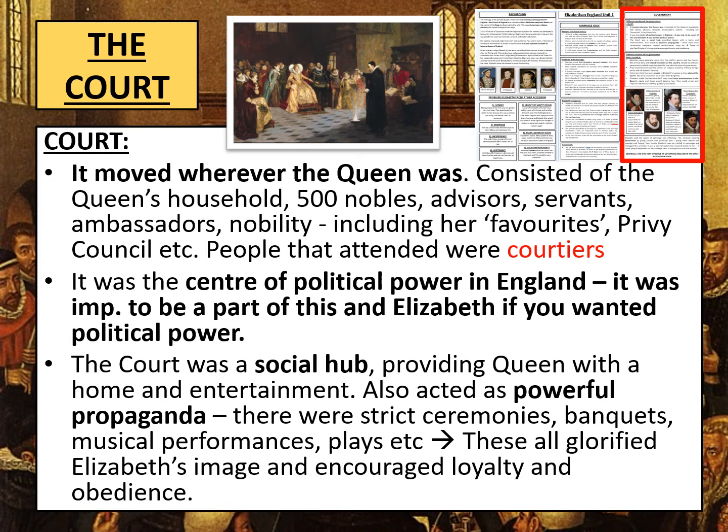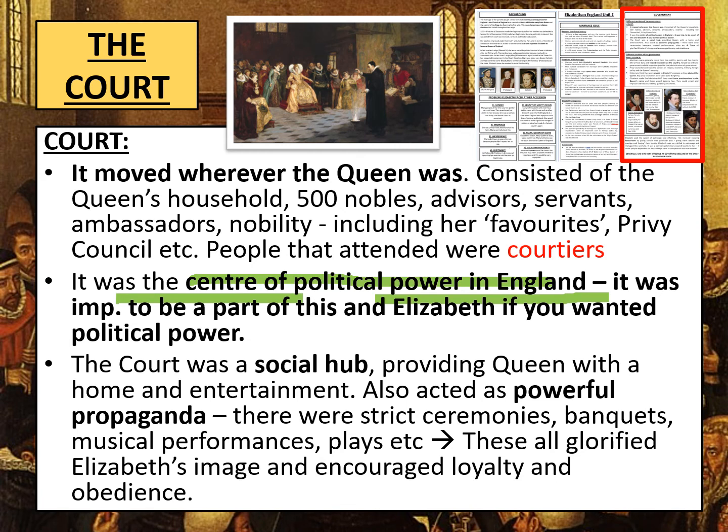It involved groups like the Queen's household, so for instance, people like her servants, her ladies in waiting. It also included up to about 500 nobles, advisors, ambassadors, and also other nobility and the gentry in some cases too. People like the key privy councillors would make sure that they were there at court and they would live there, and the people that attended court were known as the courtiers. Now, it's important to understand the court was the centre of political power in England. It was really important to be part of this and make sure that you were visible here if you wanted any kind of political power.